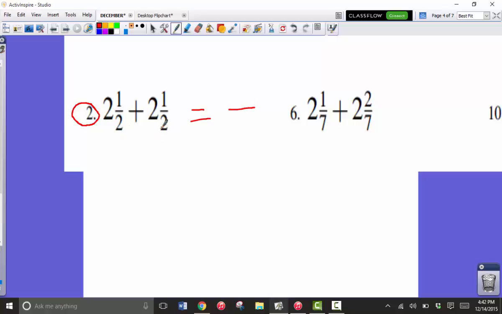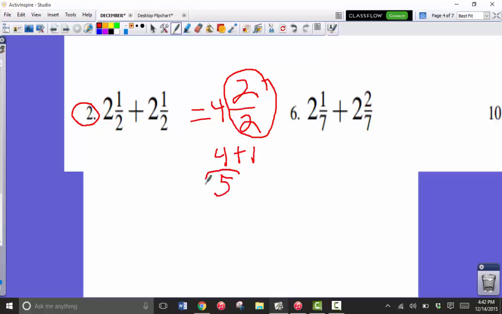Remember, if the bottom number is the same, I'm going to keep it the same. I'm going to add my 2 top numbers, bringing over the whole numbers and adding them together. Look at that. But how many of us remember what a number is when it's over top of itself, such as 2 over 2? This actually equals 1. So I have a 4 and this 1, and I'm just going to add them together. So my complete answer would be 5.